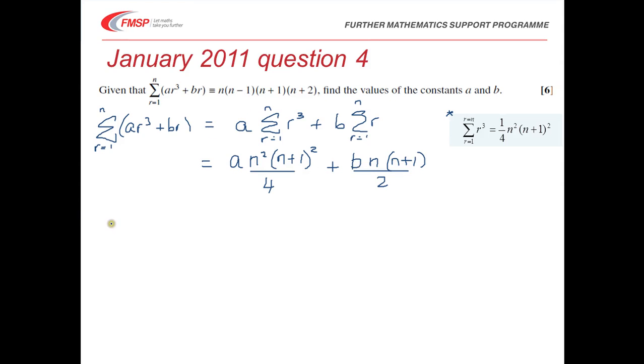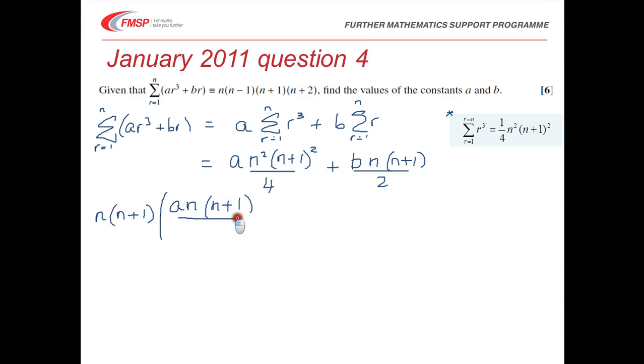So in order to do that, I'm going to take out a common factor of n upon n plus 1. So you need to notice here that n upon n plus 1 is common to those two terms. So I'm going to take it out as a common factor. So that leaves us with a n upon n plus 1.